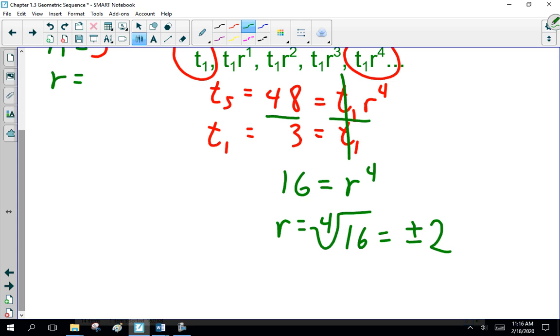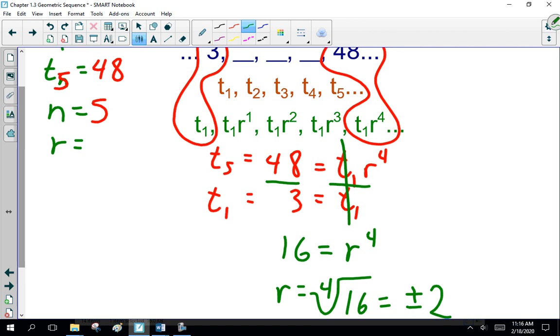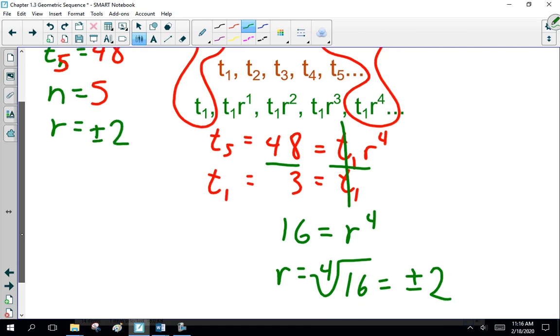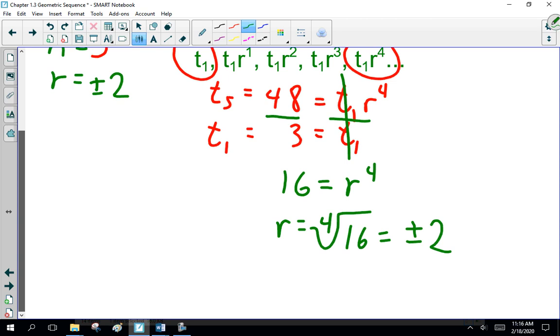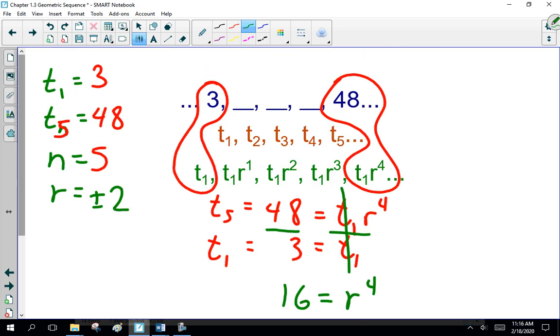2 times 2 times 2 times 2 is 16. Minus 2 times minus 2 times minus 2 times minus 2 is also 16. So we've just solved for r here: plus or minus 2. Now, that's the sneaky part. As I said, yes, T1 is 3. I should be writing 3, but I'd rather cancel it out because there are times you don't know what T1 is. So we go here, and I'm asking, what are the next 3 terms?